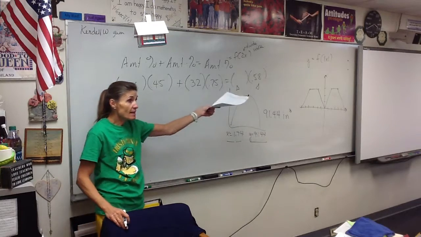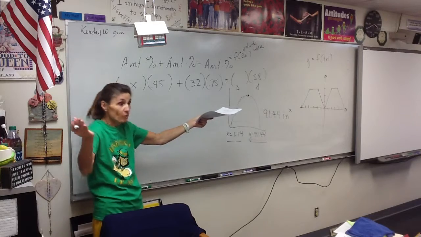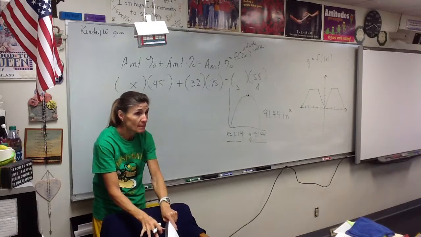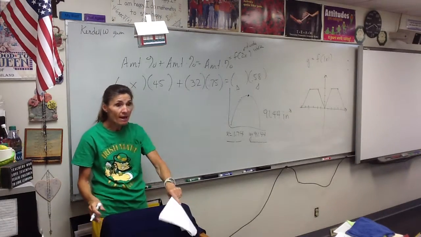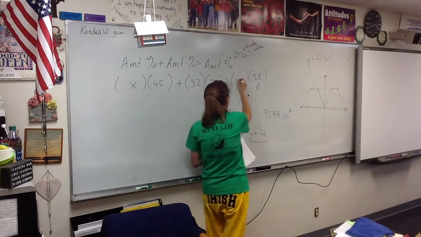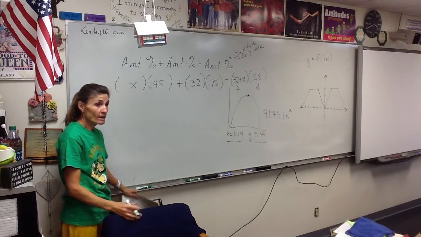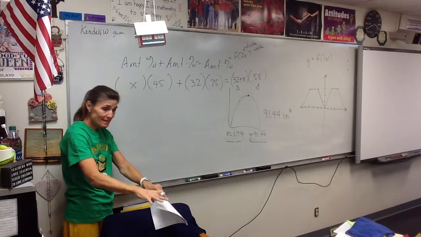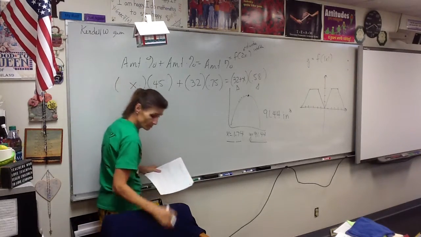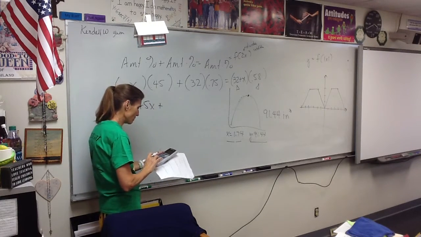In this hand, you've got X ounces of 45%, in this hand, you've got 32 ounces of 75%, and you're going to dump it all in the same bucket. So if you dump in X and you dump in 32, how much is in that bucket? 32 plus X. Right? That's a total. 32 and X. So 0.45X plus, what's that? Oh, I should know that. Is that 24? Yeah.